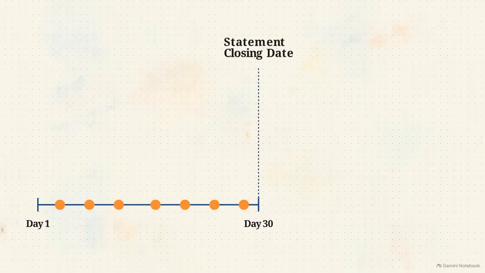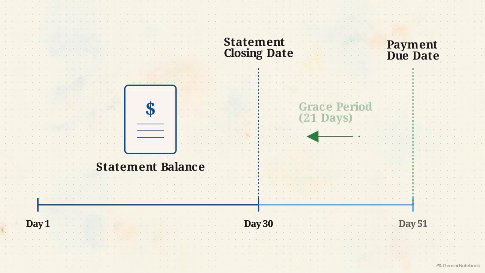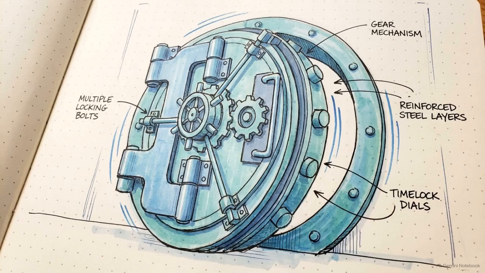To see how this window operates, we have to look at a standard 30-day billing cycle. Throughout the month, every swipe is recorded on this timeline. On day 30, the cycle ends. The bank sweeps everything into a single pile, your statement balance. By law, they add a 21-day gap before the bill is due. This is the grace period. During this window, the bank is lending you the money at a 0% interest rate.